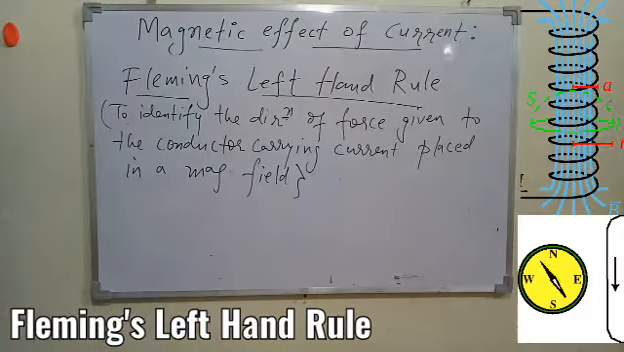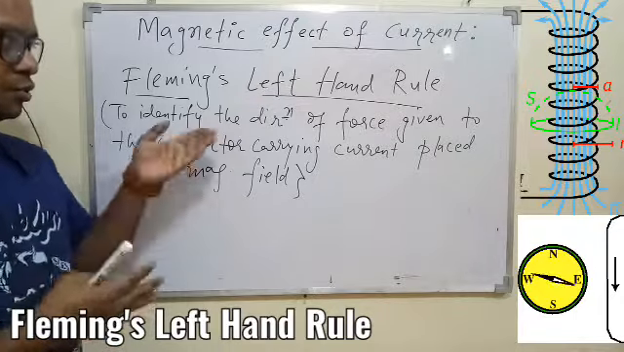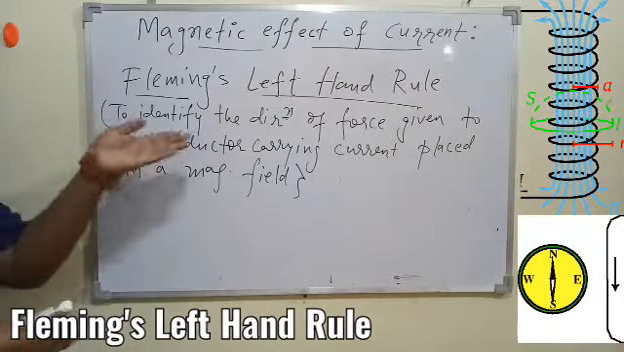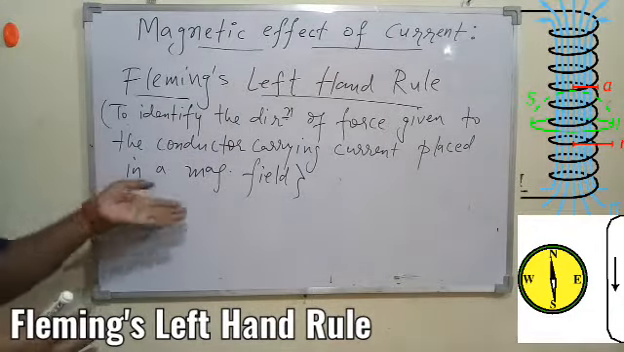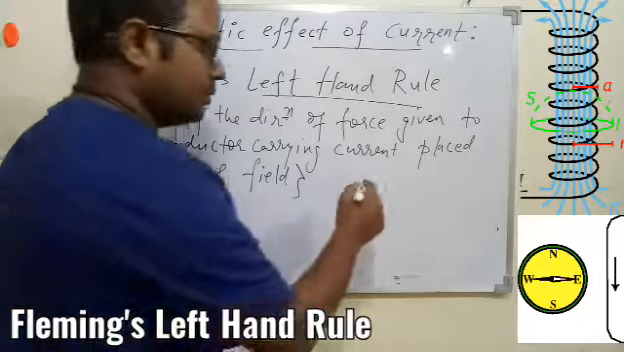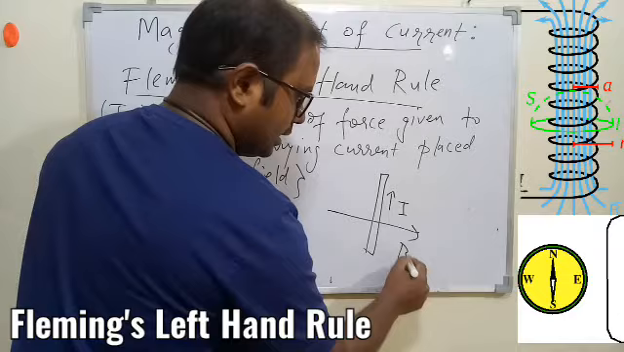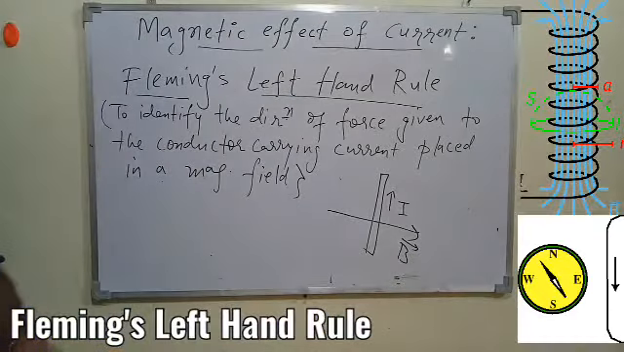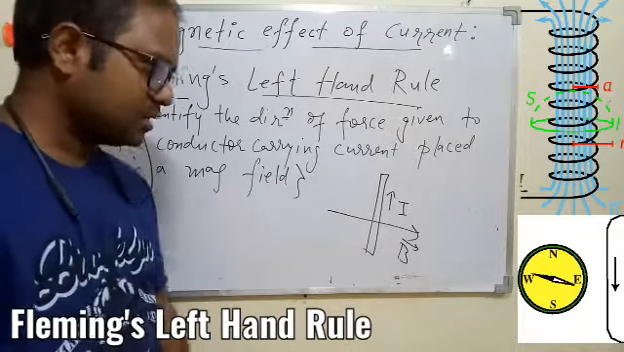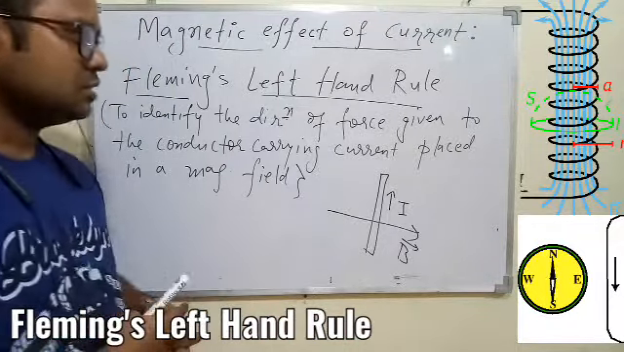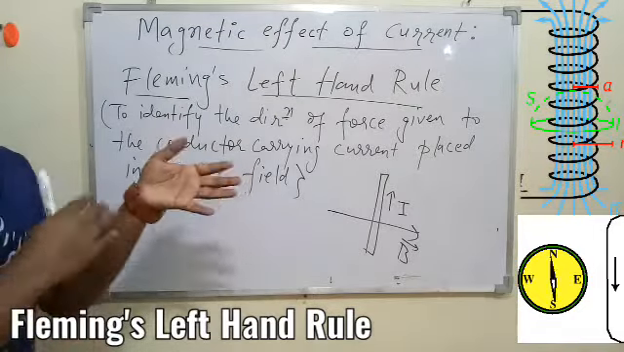Sometimes it comes, what is the use of Fleming's left hand rule? So very first you should know why we are using it. This basically helps to identify the direction of force given to the conductor which is carrying the current, and is placed in the magnetic field. So if a conductor has a current and is placed in a magnetic field, it will get a force, and in which direction this force will be given to the conductor, that is what we are going to discuss. That is given by Fleming only, and we call it Fleming's left hand rule because we are going to use the left hand to understand all the concepts.